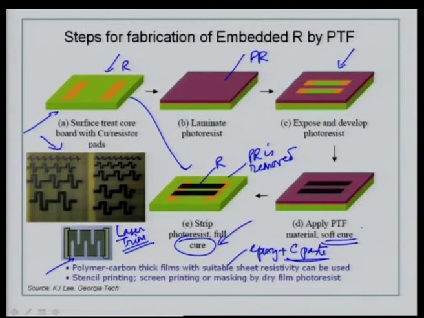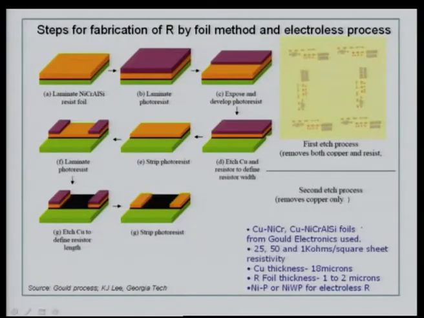So, this is a process step that could be attempted for medium dense boards. And then the takeaway from this slide would be how well you can control the screen printing process. The next step is how to fabricate a resistor by the foil method and then the electroless process. If you look at this slide, it gives you the process sequence for fabricating a resistor.